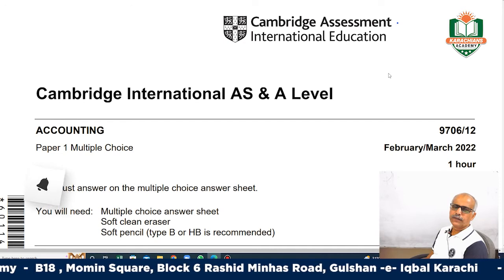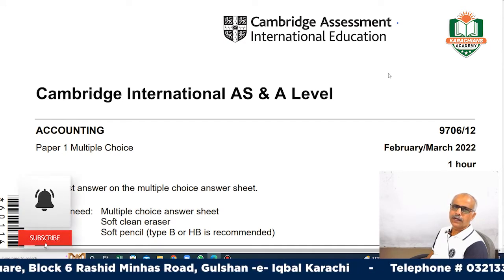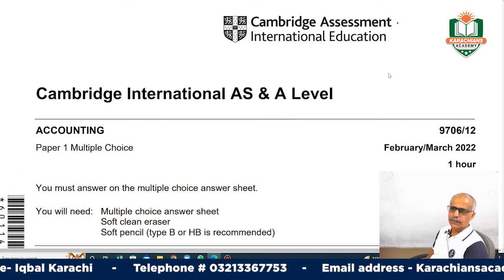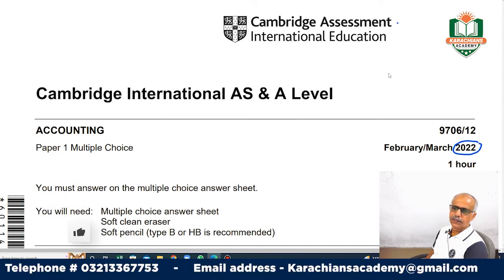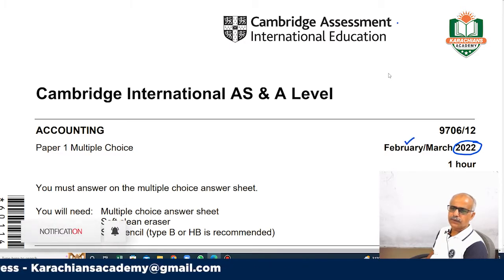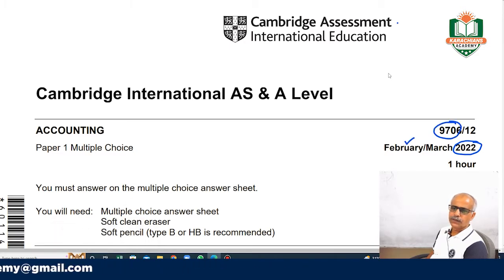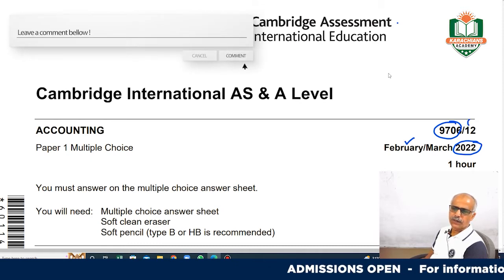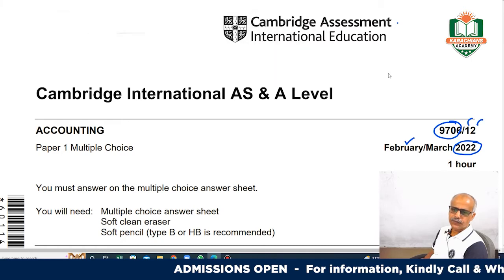We are doing CIE AS level accounting past papers, and we have selected the 2022 year, February March attempt. Paper number is one, paper code is 9706, MCQs based question paper, variant 2.